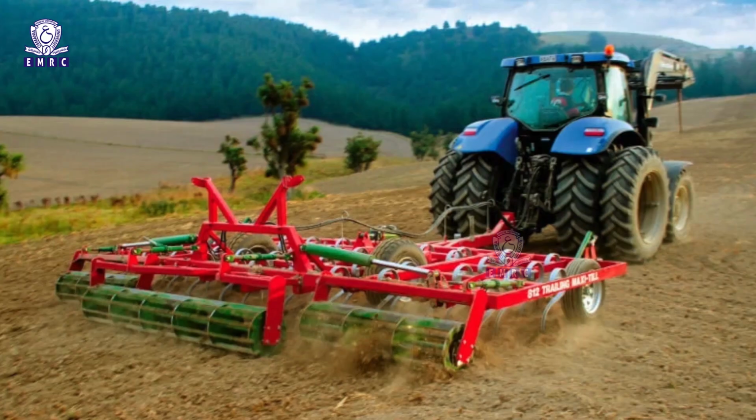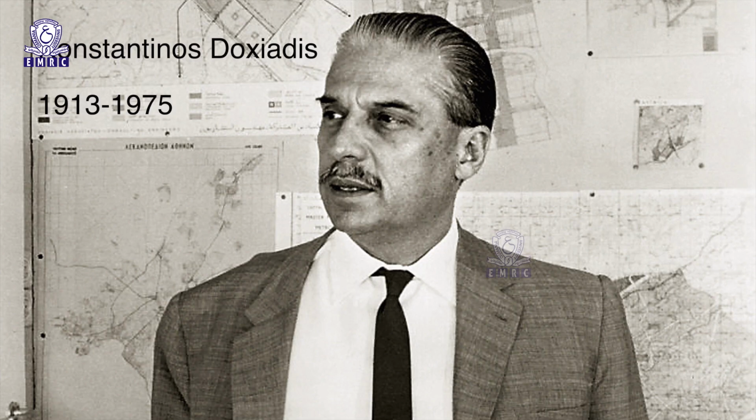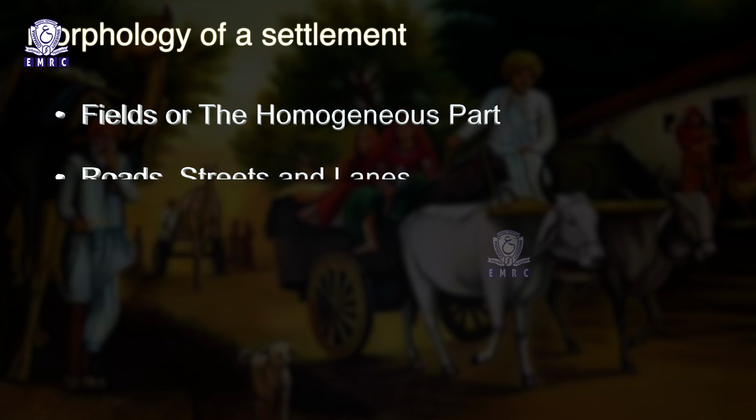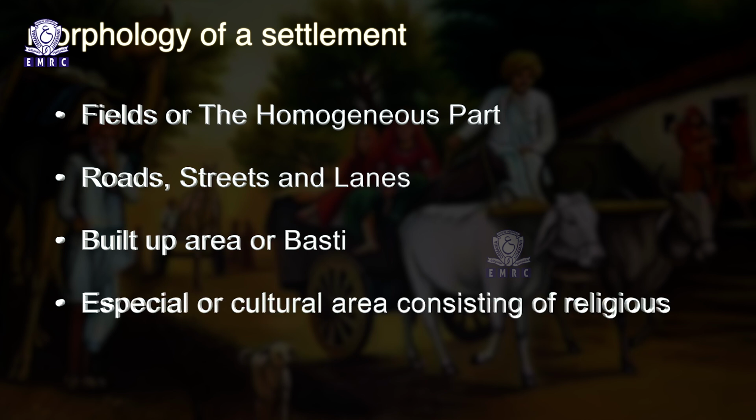The open area consists of the fields, which are workplaces where the cultivators grow their crops and the dairy farmers keep their cattle. Doxiadis, one of the leading settlement geographers, has identified four main parts within the morphology of the settlement. These include fields or the homogeneous part, roads, streets and lanes, built-up area or basti, and the special or the cultural area consisting of the religious places, panchayat ghar, chowk, morang or the youth club in tribal areas, and other cultural places.